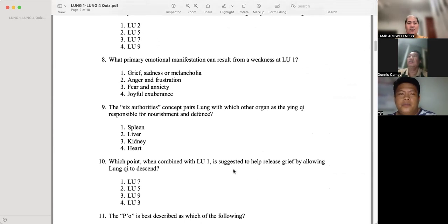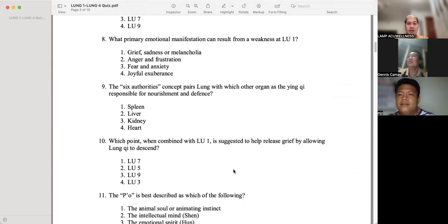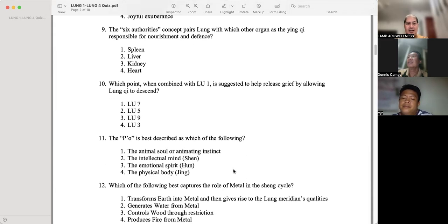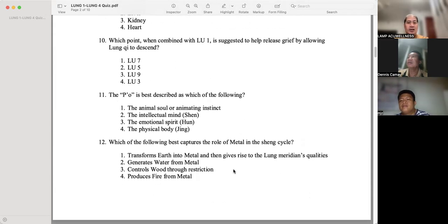Lung 2. What primary emotional manifestation can result from weakness at lung 1? Grief, sadness, or melancholia. The 6 authorities concept pairs lung with which other organ as the yin qi, responsible for nourishment and defense? Spleen. Which point, when combined with lung 1, is suggested to help release grief by allowing lung qi to descend?